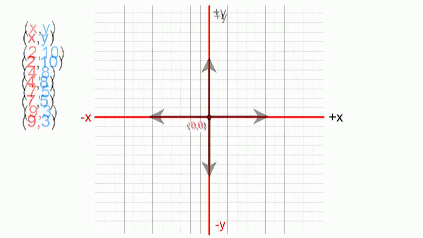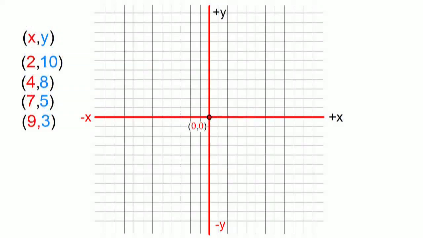Now let me add a set of grid lines to these two axes so I can count points in any direction. Then I need to locate points (2, 10), (4, 8), (7, 5), and (9, 3) on this graph. For the first point, x equal 2, y equal 10, I have to start from the center 0, 0 point and move 2 units in the positive x direction. Then I have to move up 10 units in the positive y direction from there to get to the location x equal 2, y equal 10.